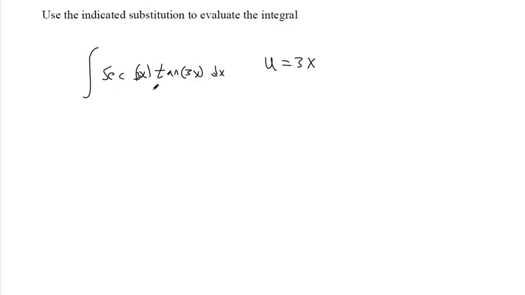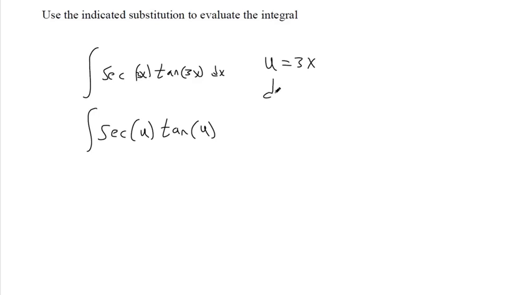That's a 3 in there. But we're supposed to use u equals 3x to help us evaluate this antiderivative. So I'm going to replace 3x with u. But what the heck do I do here? I've got dx. It's supposed to be with respect to x. If we're changing it to u, then we want it in terms of u.